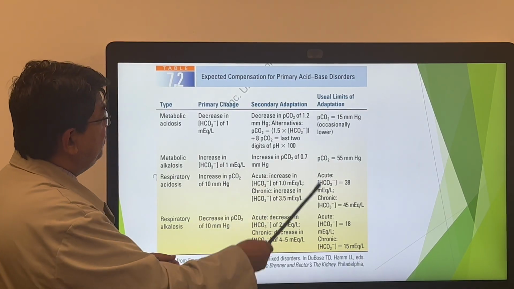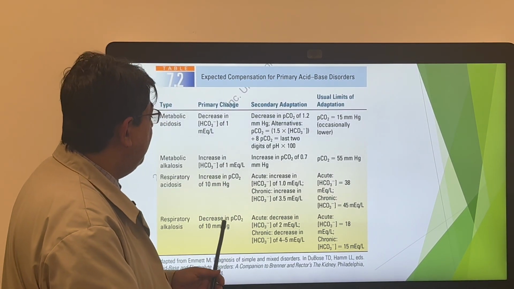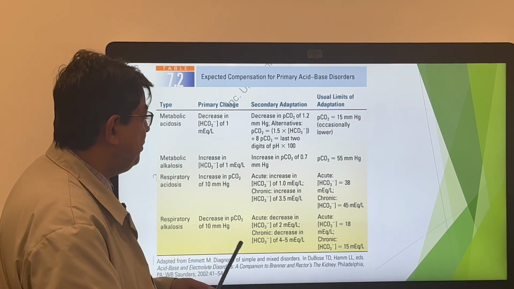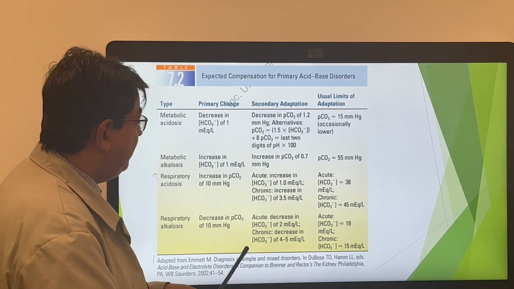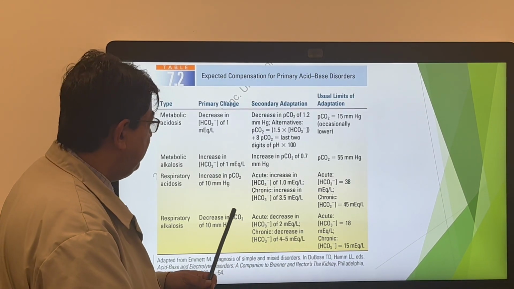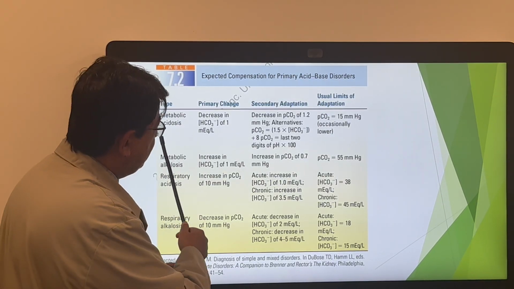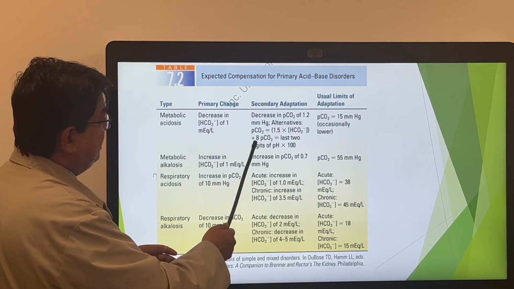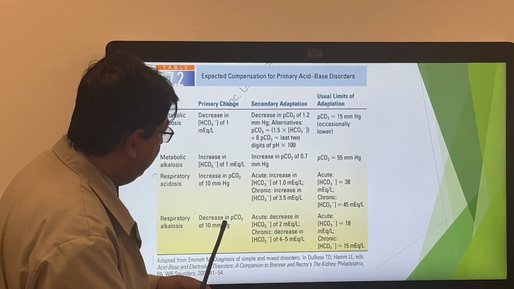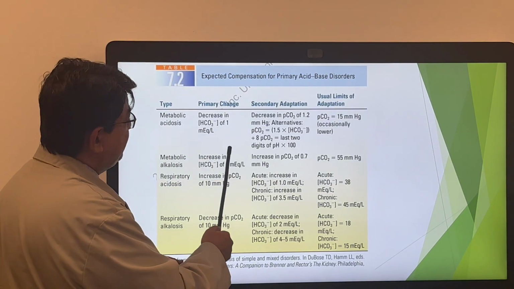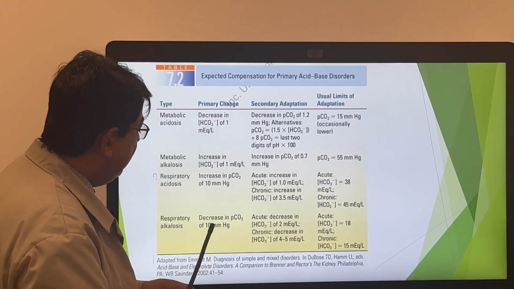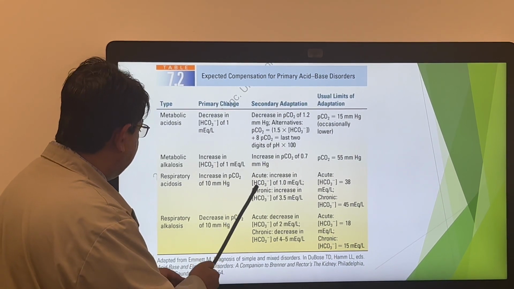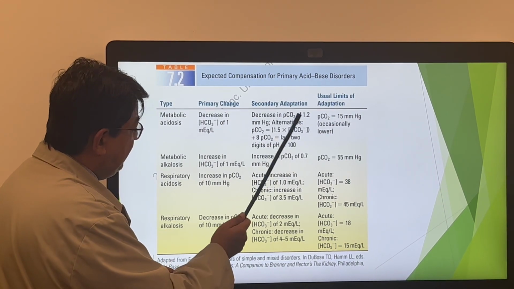So you should use an approach to determine appropriate adaptation, and then just remember it and use it consistently. There are usually several approaches to determining propriety of adaptation. For example, in metabolic acidosis, the PCO2 can be 1.5 times the bicarb plus 8, or some people will say it's the last 2 digits of the pH, etc. In metabolic alkalosis, typically it's an increase in PCO2 of 0.7 millimeters of mercury per 1 milliequivalent of bicarb. In respiratory acidosis and respiratory alkalosis, I just remember 1, 3, 2, 4.